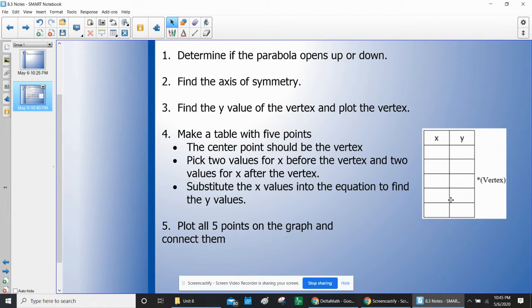We're going to make a table of values with 5 points, with the center point being our vertex. So if the vertex was 0, we want to pick 2 points before the vertex and 2 points after the vertex. So if this was 0, then we would pick -1, -2, and then we would pick +1, +2. Or if the vertex x value was at 5, then we would pick 4, 3, and then we would pick 6, 7, so that it's counting in numerical order. We substitute all of those x values into the equation one at a time and find the y value. We should see some symmetrical values coming out here so that we can see that the graph is really symmetrical around the axis of symmetry. And then we're going to plot all 5 points on the graph.